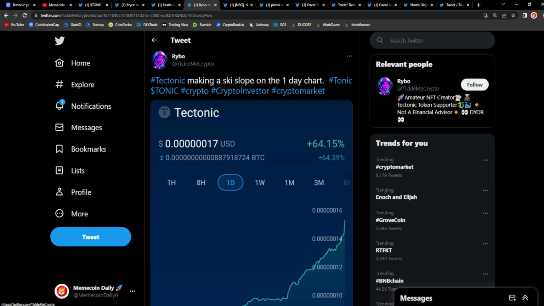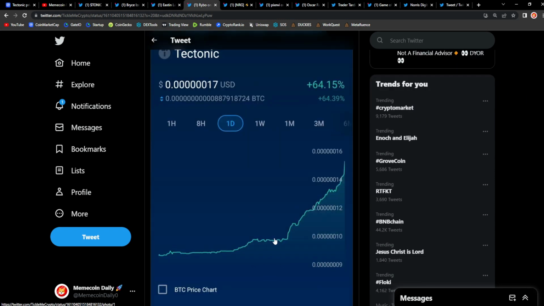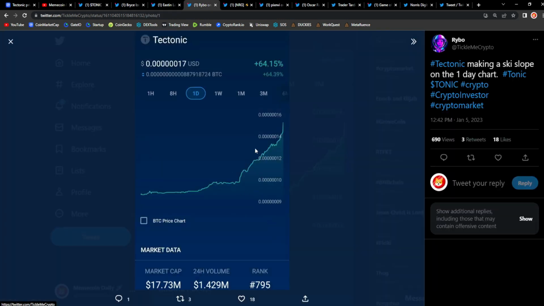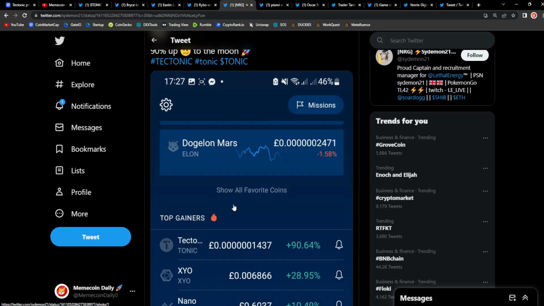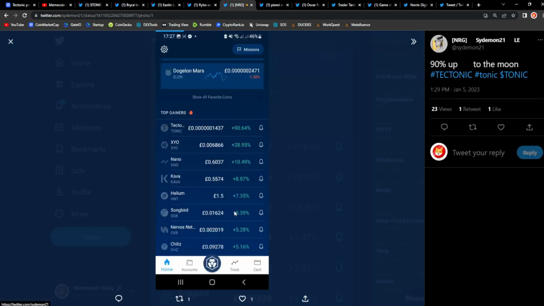From Rybo: Tectonic making a ski slope on the 1 day chart. That ski slope is looking crazy, looking super bullish. 19 likes, three retweets, man. Absolutely great stuff, man. This is super bullish for the Tonic community. NRG: 90% up to the moon. And he got his little crazy silly emoji face.